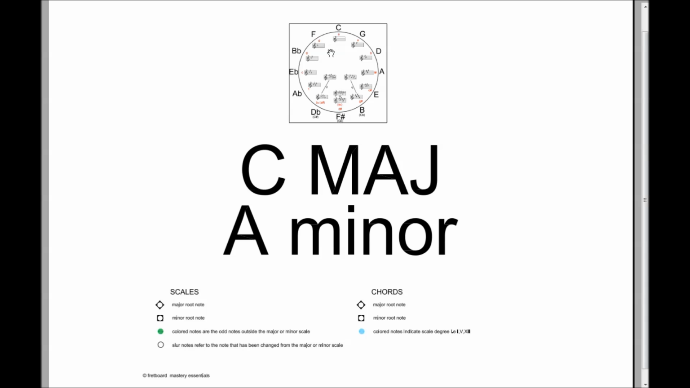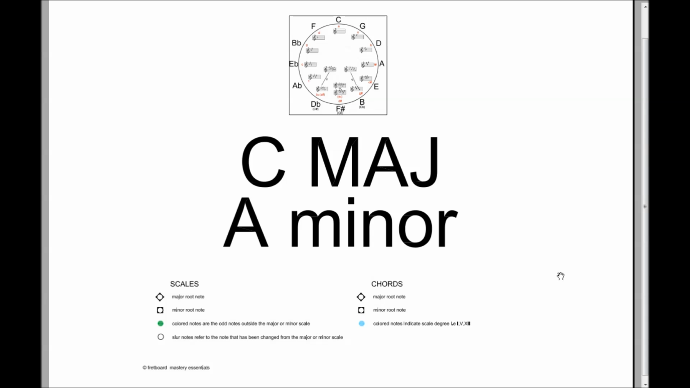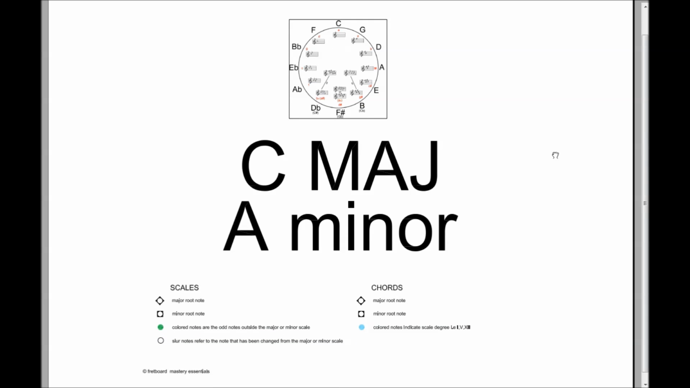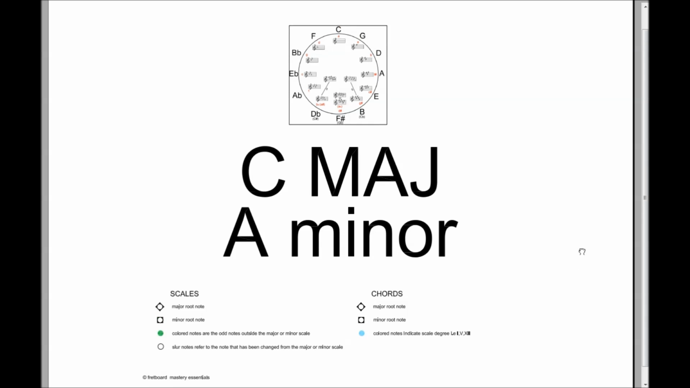Okay, in this lesson we're going to talk about the circle of fifths and how you can use that to practice your guitar theory. So I've got the cover sheet for C major and A minor open from Fretboard Mastery. Now there's 12 of these, one for each key, and it's just used to organise your folders so that you can find which key that you're working in nice and quickly.